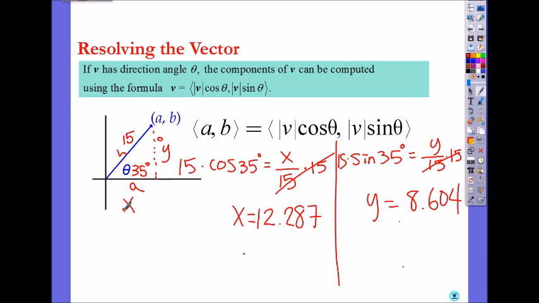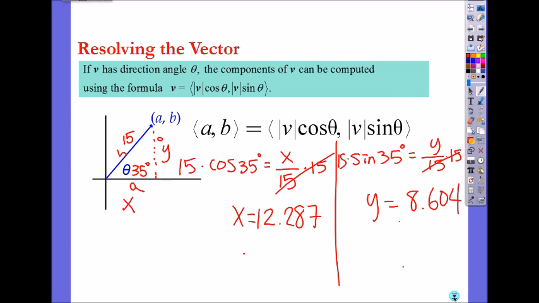So what do you do to find your component values of x and y? We call it resolving a vector. You always do, what is this called? Absolute means what? The magnitude of a vector times cosine of the angle for your x. What do you do for y? It's always the magnitude times sine of the angle.